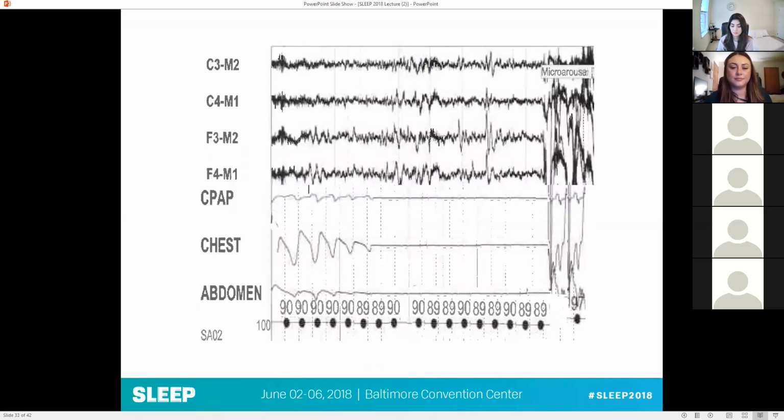So again, you can see patients on PAP therapy, there's no airflow. You can see in the chest and abdominal belts, there's no respiratory effort ongoing. And then you see this microarousal. So up top on the EEG, you can see how the EEG speeds up, becomes more prominent, and that's leading to an awakening.